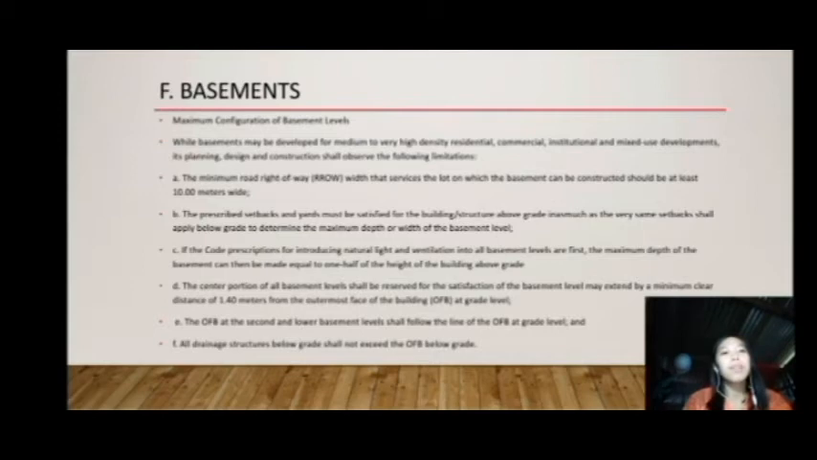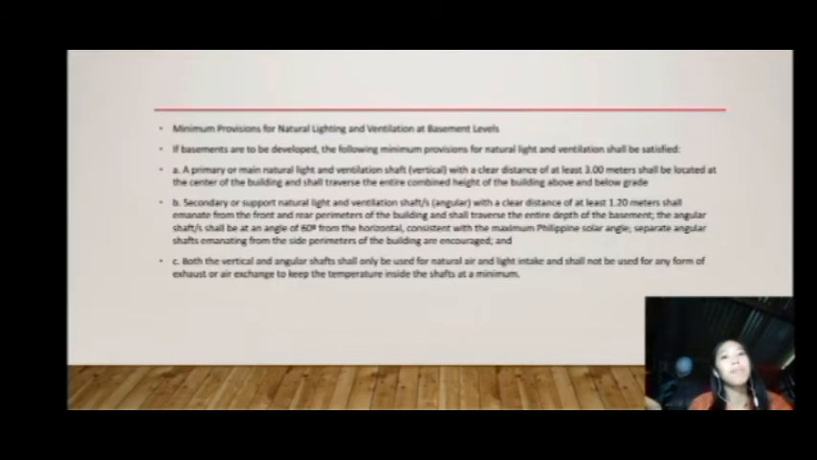D. The center portion of all basement levels shall be reserved for the satisfaction of the basement level, which may extend by a minimum clear distance of 1.40 meters from the outermost face of the building at grade level. E. The outermost face of the building at the second and lower basement levels shall follow the line of the OFB at grade level. And lastly, all drainage structures below grade shall not exceed the OFW below grade.